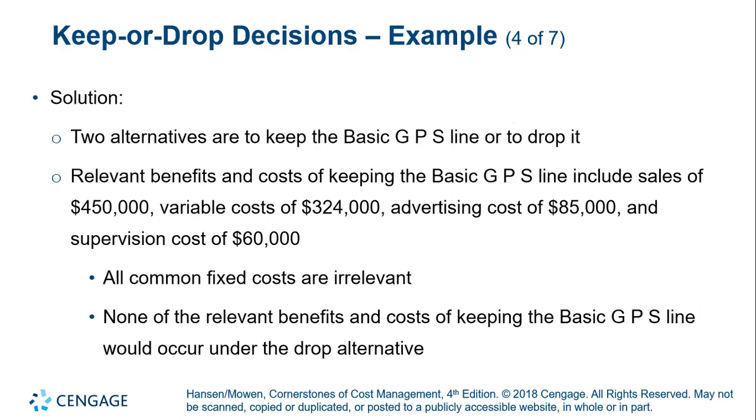Two alternatives are to keep the basic GPS line or to drop it. It's the line which involves a negative margin. Relevant benefits and costs of keeping the basic GPS line include sales, variable cost, advertising cost, and supervision cost. And all common fixed costs are relevant. None of the relevant benefits and costs of keeping the basic GPS line would occur under the drop alternative.